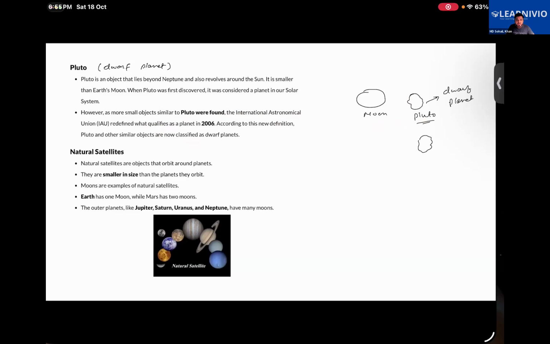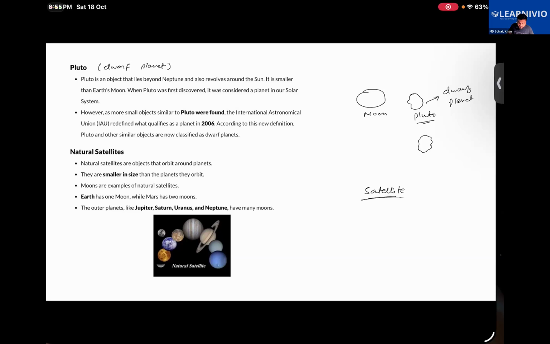Talking about natural satellites, what are they? Generally, by satellite, what do we mean? When we hear the term satellite, what comes to your mind first? You will think of some man-made object sent into space. GPS, Google Maps.